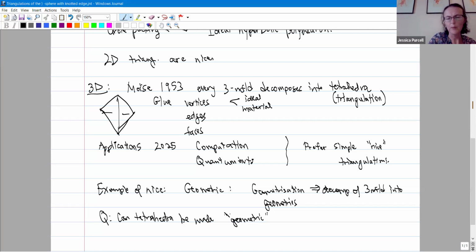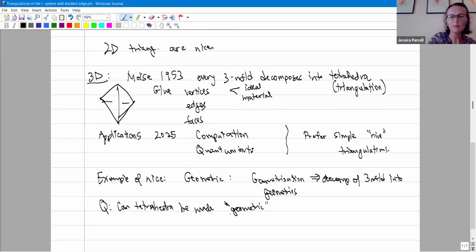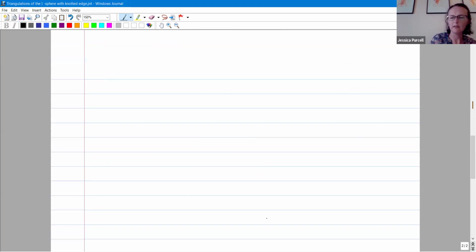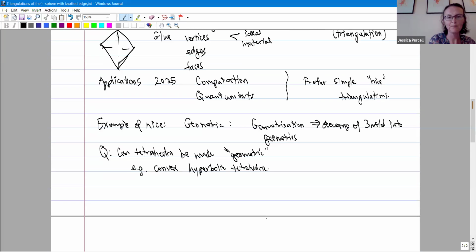So for example, in the hyperbolic case, there's an open conjecture that any cusped hyperbolic three-manifold admits a decomposition into convex, e.g. convex hyperbolic tetrahedra. Combinatorially, new page.